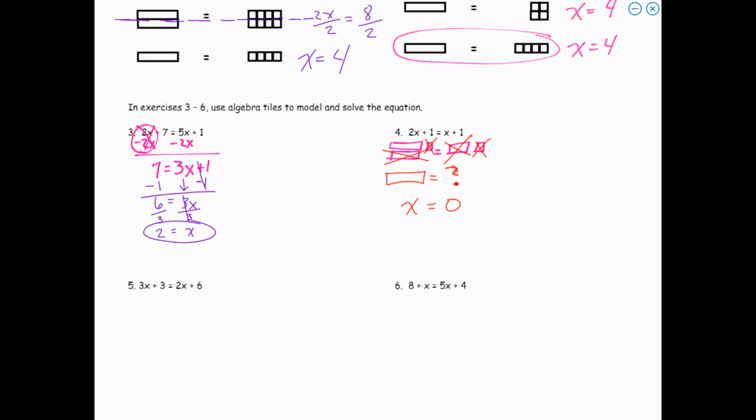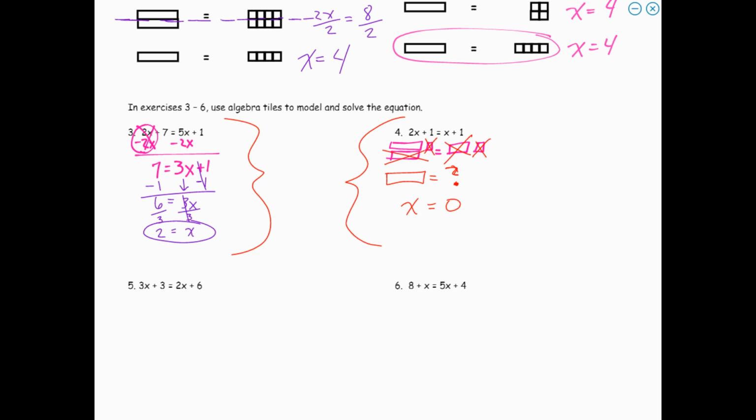By a show of hands, and no judgment because it's okay to prefer either way, I just want to know your preference. How many of you prefer to do it like we did number 3, without the algebra tiles? Okay. How many of you prefer to do it with the algebra tiles? Oh, y'all don't want to do it at all? I don't like the algebra tiles. Well, you should raise your hand first.